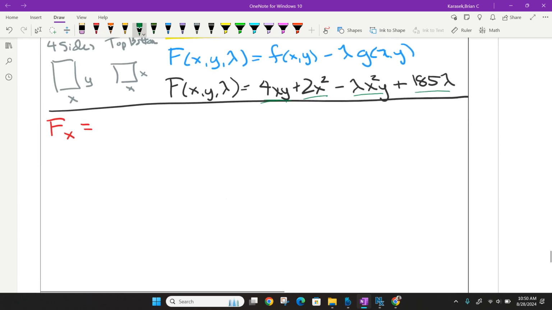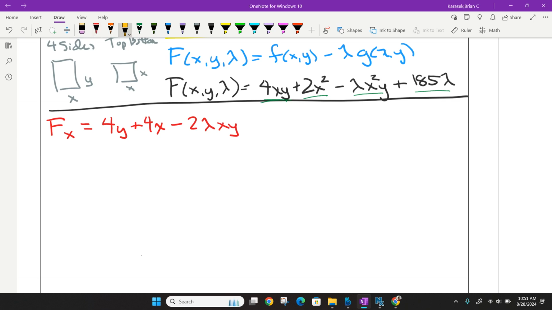The first partial with respect to x of that first term will be 4y. The first partial with respect to x of the second term would be 4x. The first partial with respect to x of the third term will be negative 2 lambda xy, and the first partial with respect to x of the last term would be 0. There's no x in it.